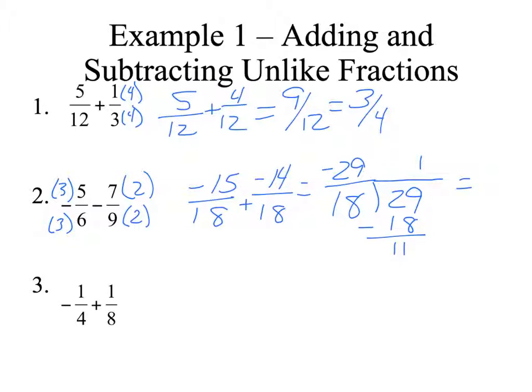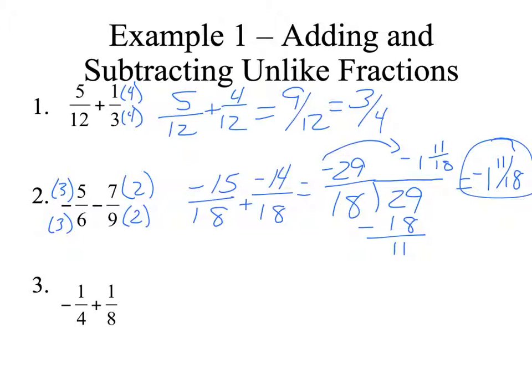18 will not go into 11 anymore. So 11 becomes my new numerator. 18 stays my denominator. Now I will move the negative over. So negative 1 and 11 over 18 is my final answer for that one.